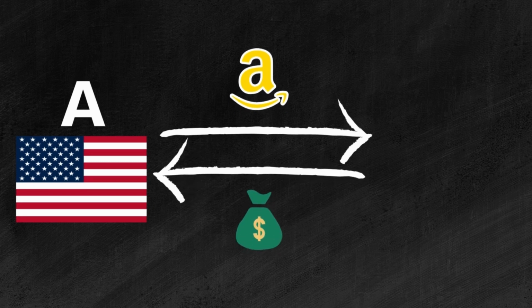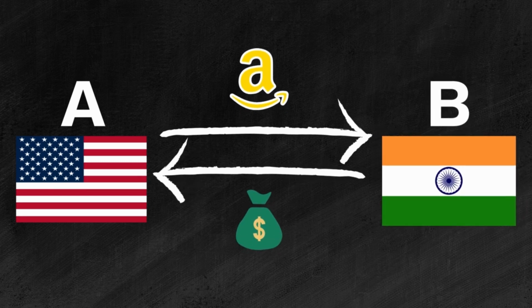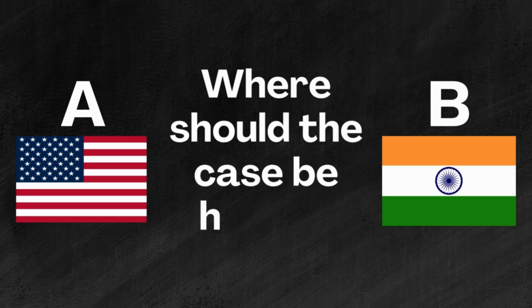When the case involves multiple jurisdictions, it's important to understand which jurisdiction has the right to hear the case. For example, if someone buys something from an online store like Amazon situated in America, and the buyer is from India, and something goes wrong with the order, where should the action be initiated? In the United States or India?